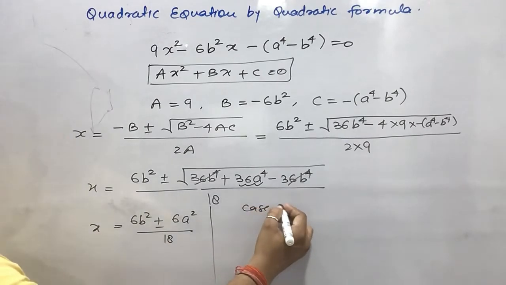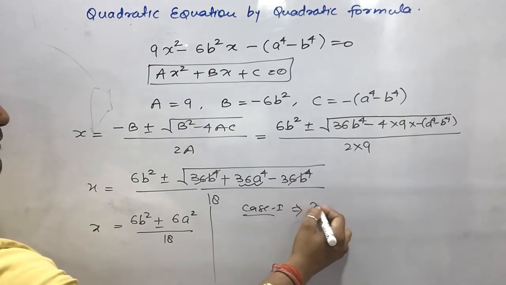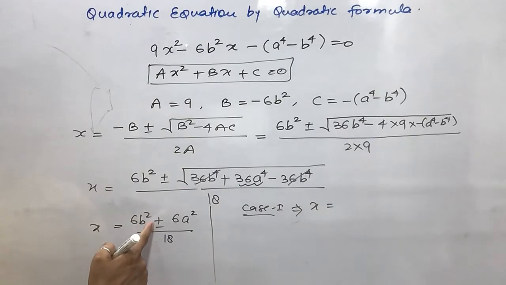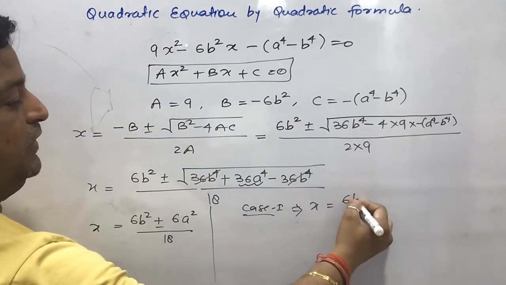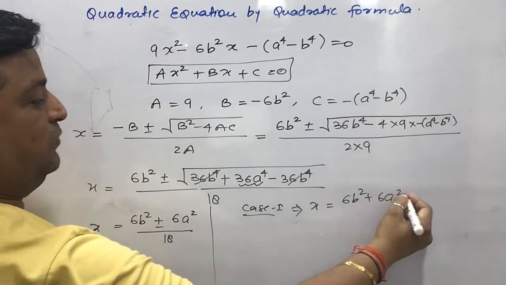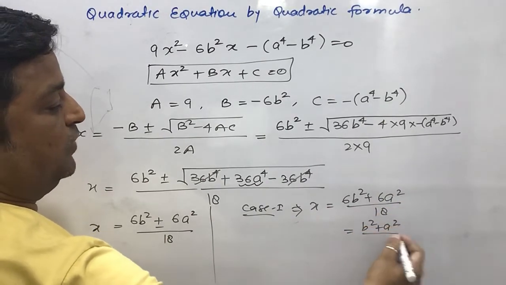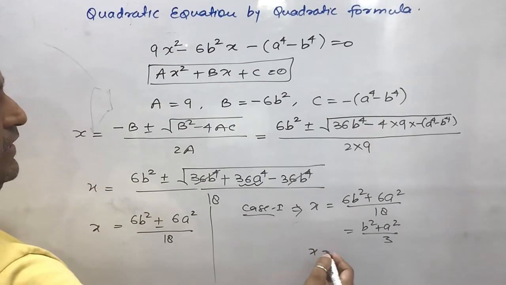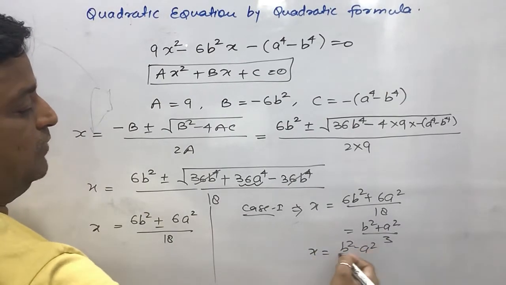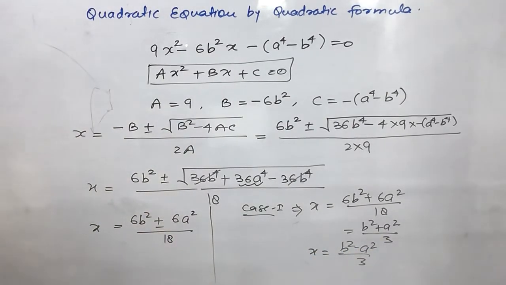Now two cases will arise. Case number 1, now you are getting the concept. When I take positive, it will be 6b square plus 6a square upon 18, in this way b square plus a square by 3, and the second case is b square minus a square by 3.